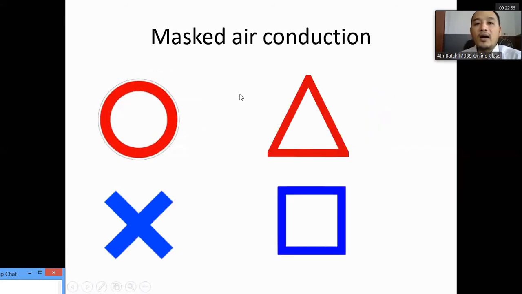Now for the masked air conduction, sometimes we mask the non-test ear, the ear which is not being tested, so that it will not interfere in the test. When it is masked, we change the symbol. For the right ear, the circle turns to a triangle, and the cross turns into a square. But the left side is always blue, and the right side is always red.